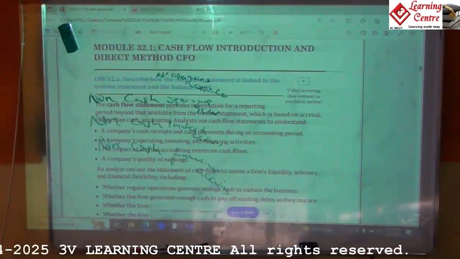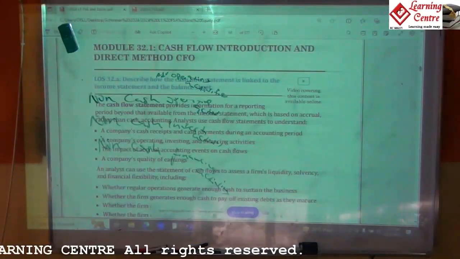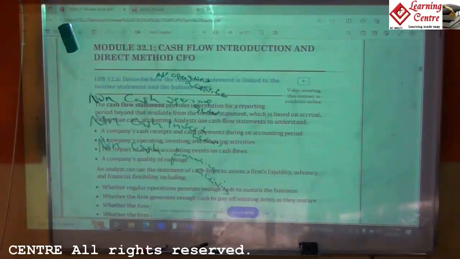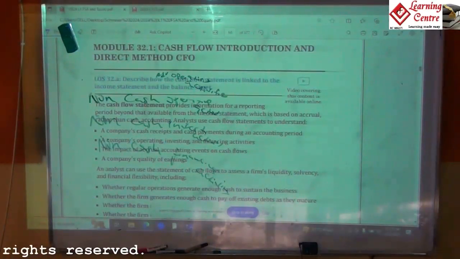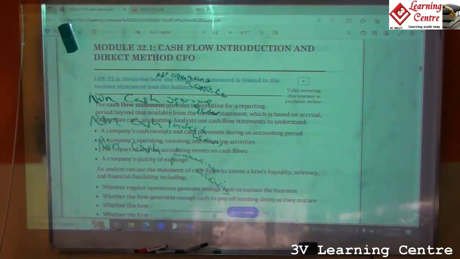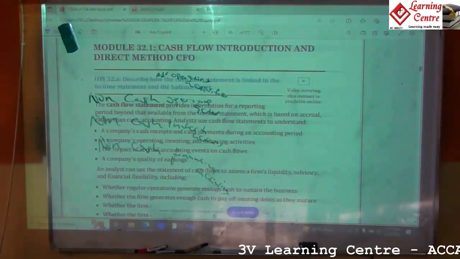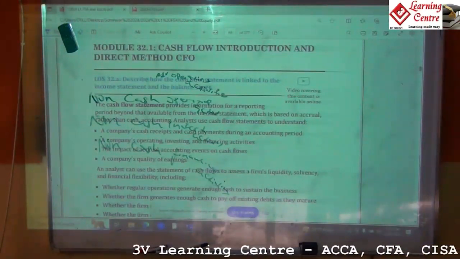So when such non-cash investing or financing activity happens, it must be disclosed in your footnotes, but not recorded in your cash flow.